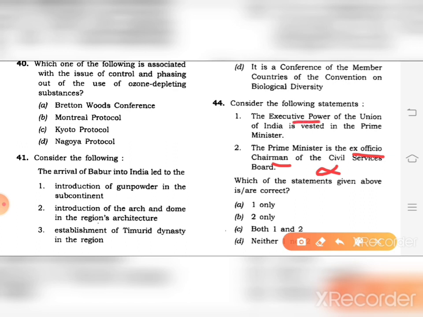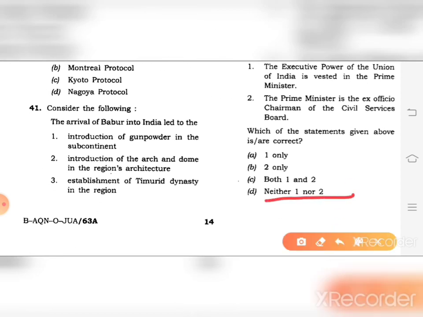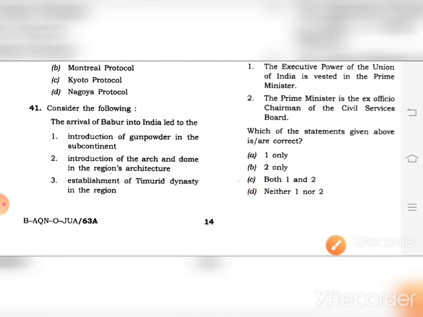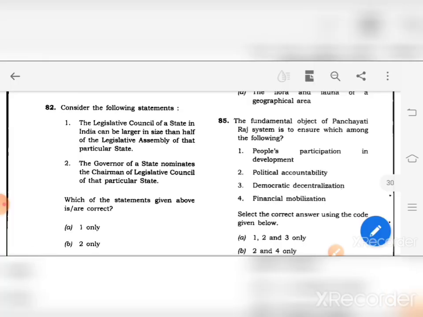And executive power was also asked in 2014. So over there as well, this statement is wrong here. Executive power is in the name of the President. It's not vested in the Prime Minister. So the answer for this question will be D, neither 1 nor 2. Next question.